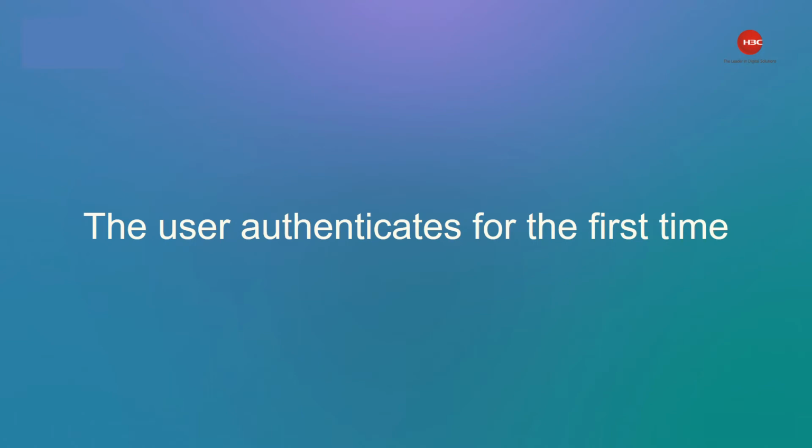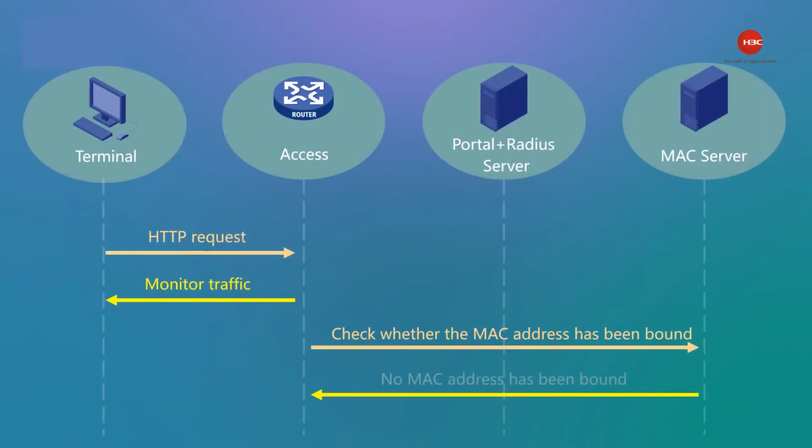When the user logs in for the first time, the terminal first sends an HTTP message to the access device to request access to the external network. After receiving this message request, the access device will first provide a portion of free traffic for the user terminal. This part of free traffic does not require authentication.